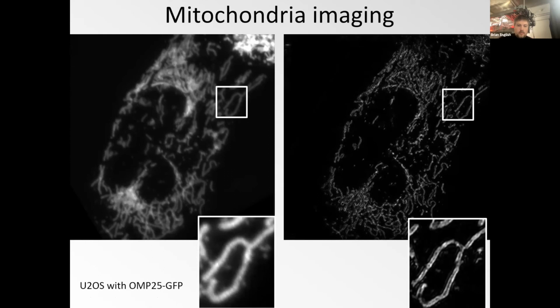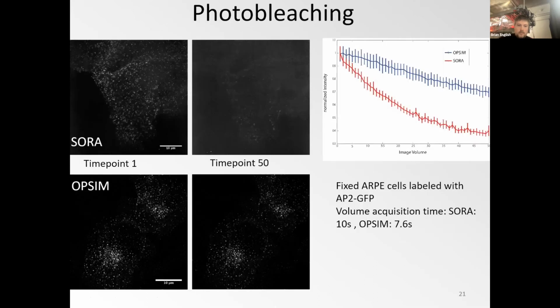So again, you could argue, okay, this is nice, but you could just use the iSIM or the SoRa and get the same without all this optical wizardry, and that is correct. But what you wouldn't get is the benefit of doing that in a light sheet format.